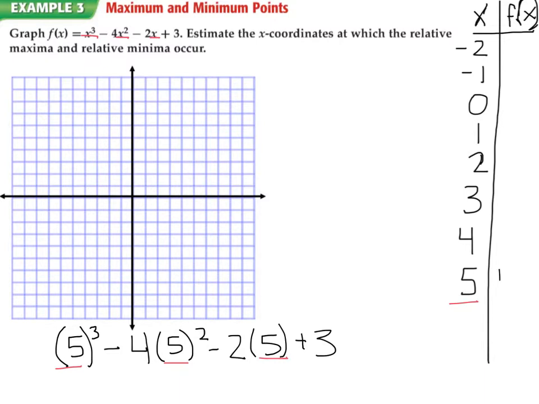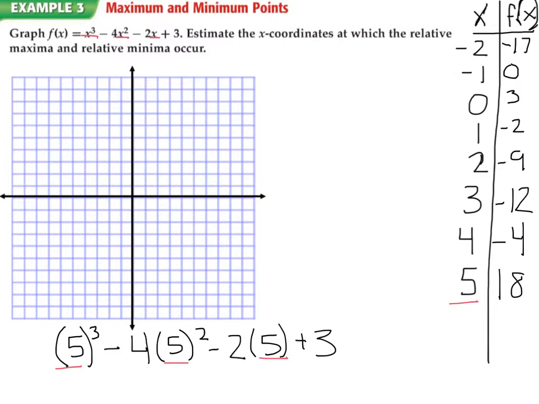For our 5, we're going to get 18. For our 4, we're going to get -4. For the 3, we're going to get -12. For 2, we're going to get -9. For 1, we're going to get -2. For 0, we're going to get 3. For -1, we're going to get 0. And for -2, we're going to get -17.